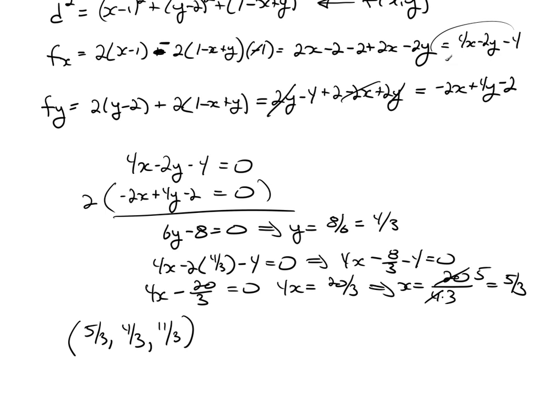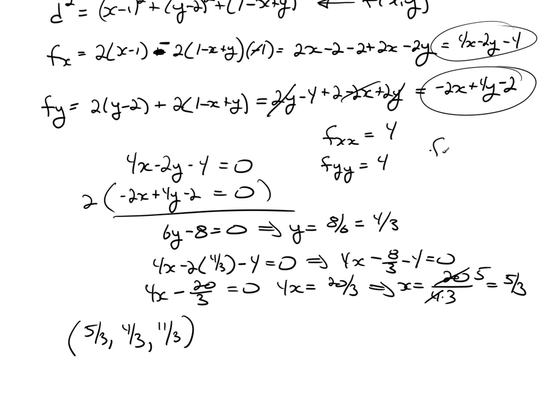Up here is the partial with respect to x, so I need the second partial with respect to x. That's going to be 4. Here's the partial with respect to y, so I need the second partial with respect to y. That is also going to be 4. I also need the partial with respect to x and then y. Well, that is this with respect to y, which is going to be a negative 2. So now I have all the pieces that I need.